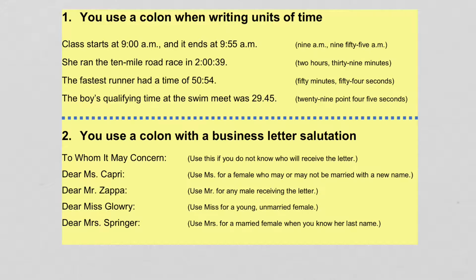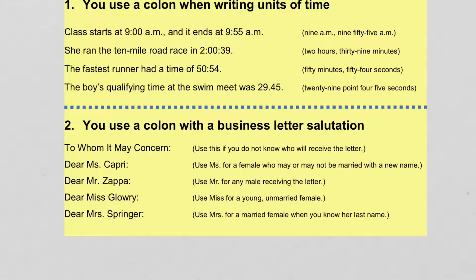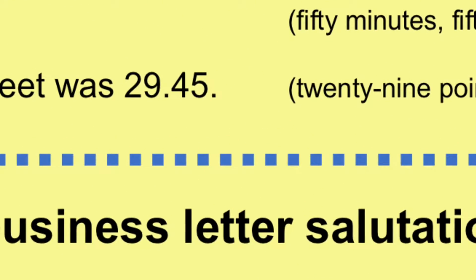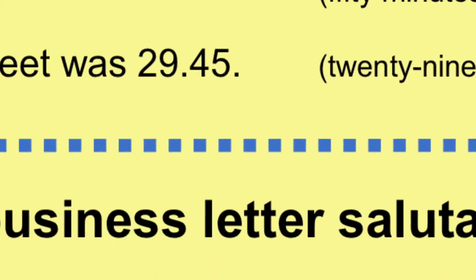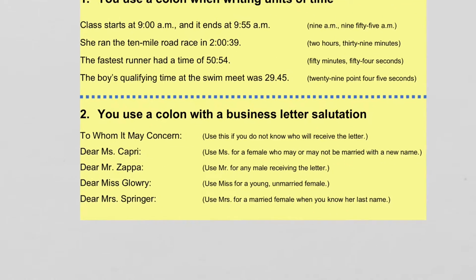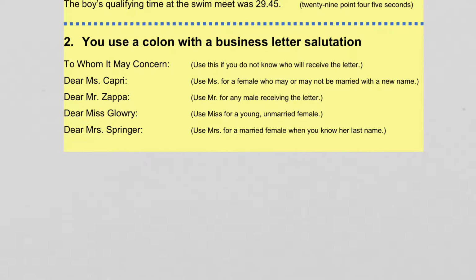And the last example with units of time. The boys' qualifying time at the swim meet was 29.45 seconds. So that's how you say this number, right? You can see that there's a point there, a dot there. You'd say 29.45 seconds. So that's how you would say that. All right, next set of examples.